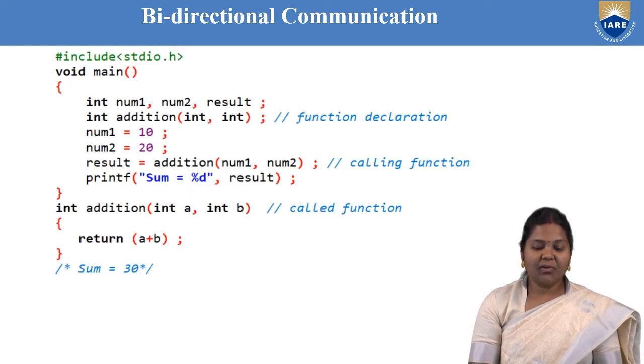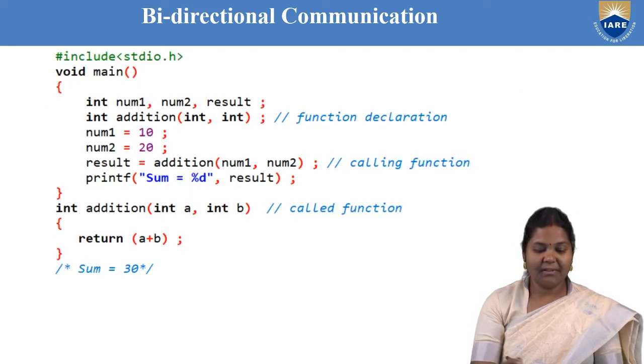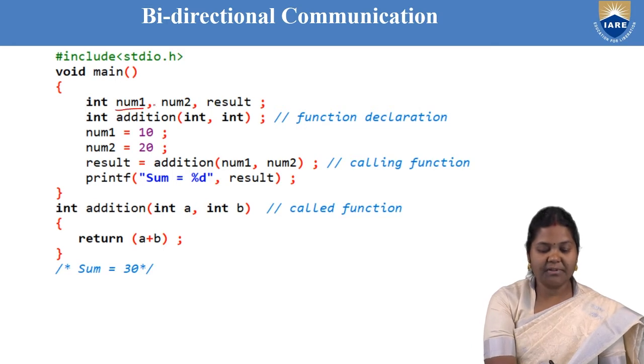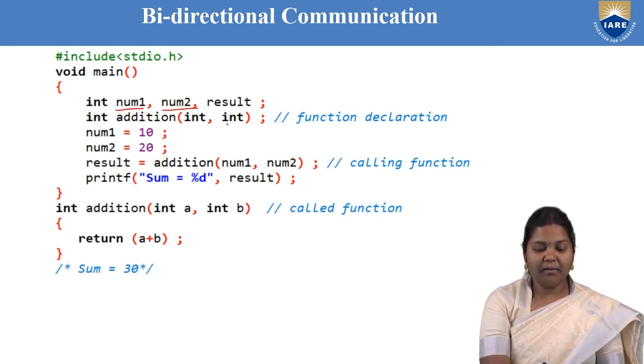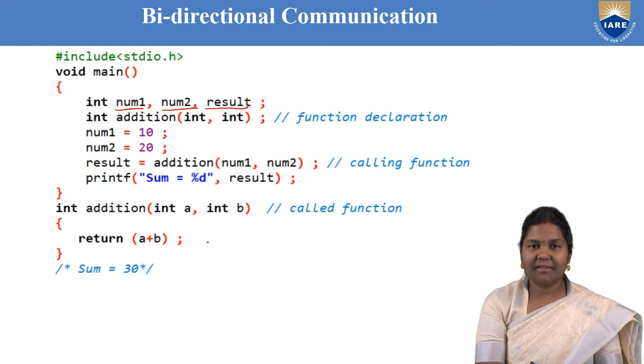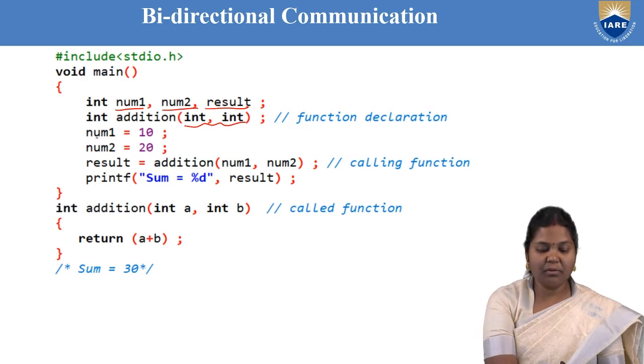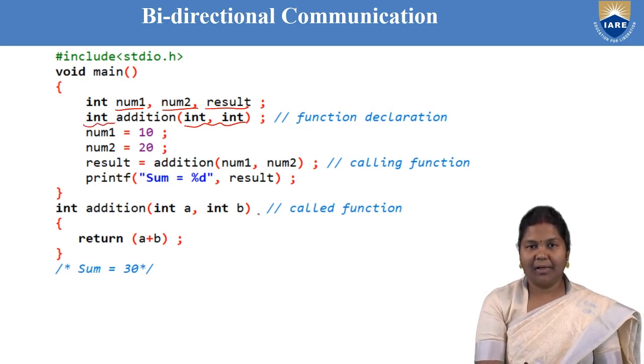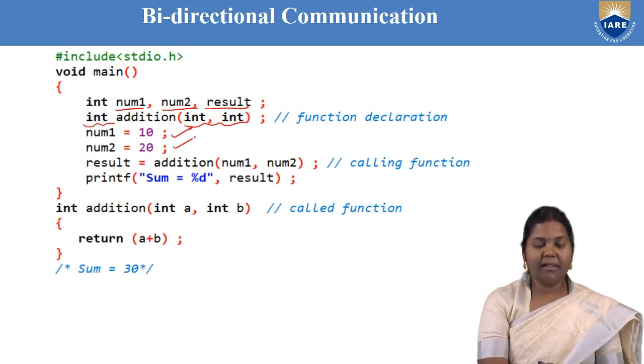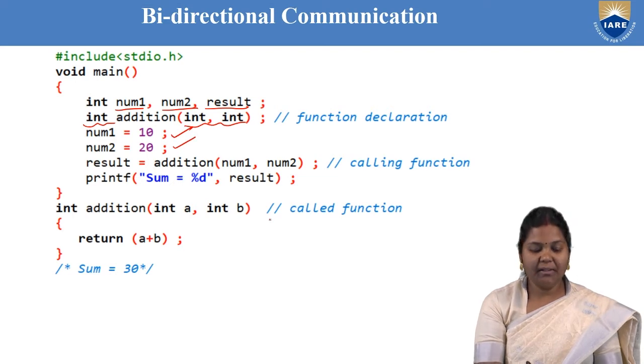Now let us talk about the same addition example. Here we have declared two variables num1 and num2, and to store the result we have declared one result variable. So in the function definition you can see that the function takes arguments and also function returns some return value. So initially num1 and num2 are 10 and 20. So while calling the function, we are passing 10 and 20. This is called by value.